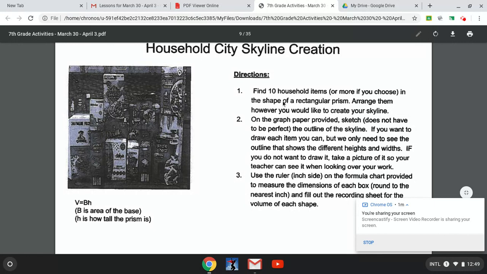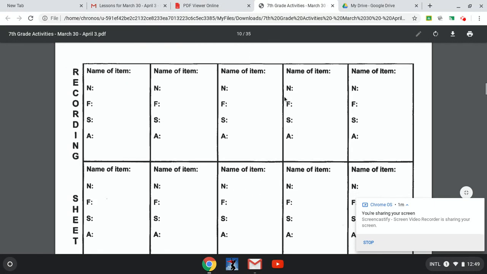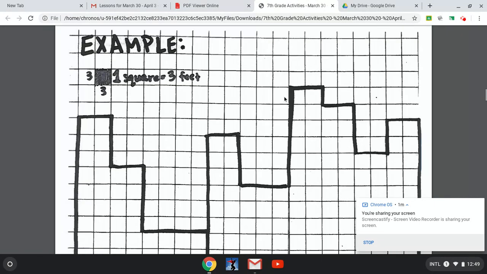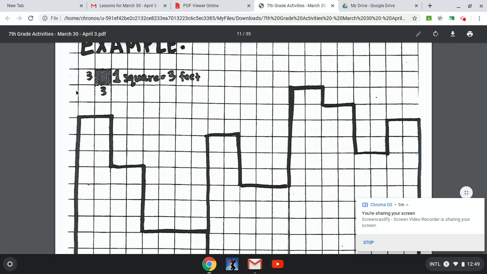So in your package, you have graph paper. So all we want you to do on the graph paper is outline what your skyline looks like, basically from the top. So if your first box over here was the tallest box, you would need it to be taller than the rest of them. If it was medium height, if it was shorter than the next one, you would need to make it shorter. This does not have to be exact. It doesn't have to be to scale, nothing like that.